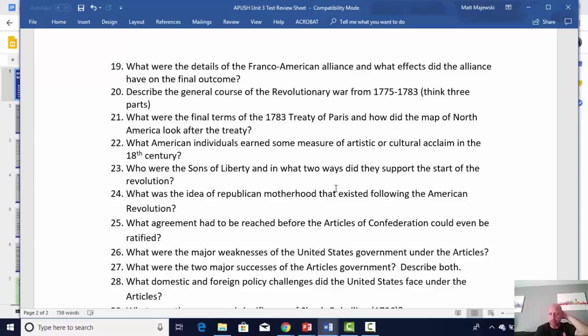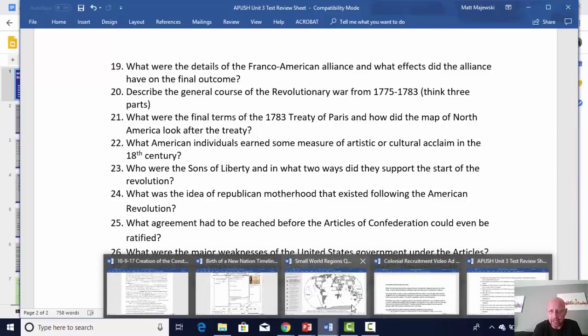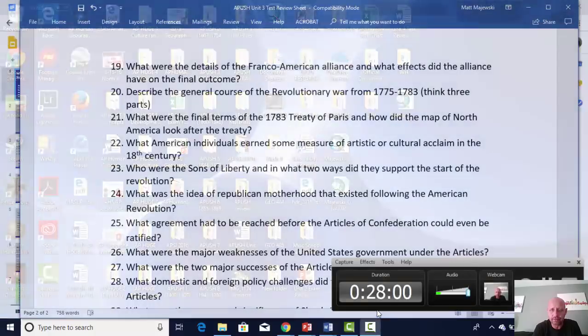23, who were the Sons of Liberty, and what 2 ways did they support the start of the Revolution? Wow, well, that's a good question, first off.